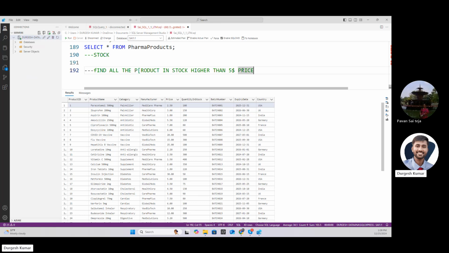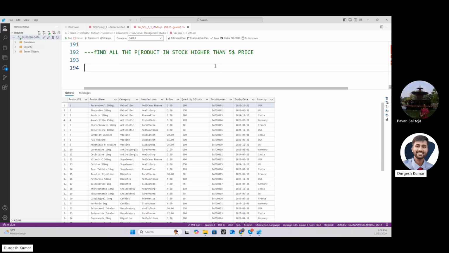So look how you will be doing this. Do you have any idea how to find those products from the data? Tell me, please. Select quantity stock where... wait, hold on. Did you understand the question? We want to get all the in-stock products whose price is above $5, right? Yeah.